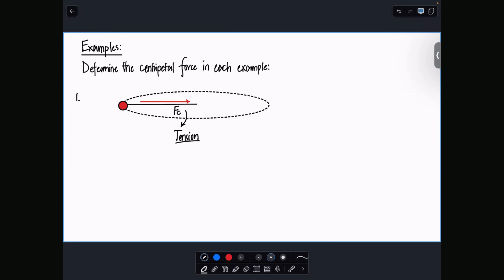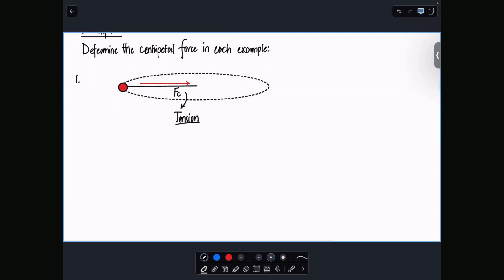I'll give you examples, but we need to figure out in each example what provides that centrifugal force. So the example here is when a rope is spun in a horizontal circle. Can you guys predict it? It's difficult, but let's see if you can. What will it be for a vertical circle? The centrifugal force.